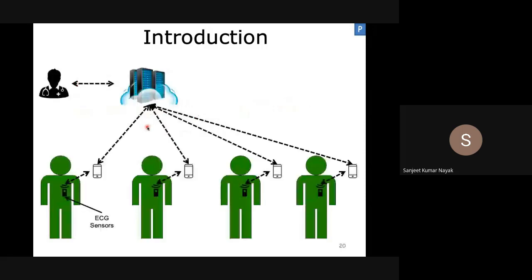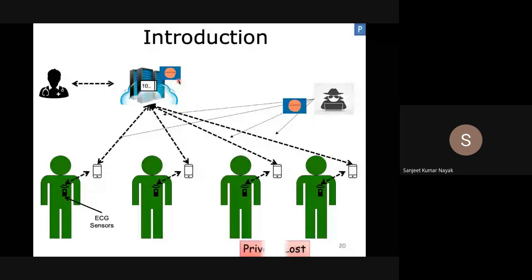So what we are seeing here in this example is, there are different patients, and patients have some ECG sensors implemented inside their body, and this data that is getting transferred from the patient to the cloud, if somebody is viewing this data, it leads to disclosure of information. So any attacker or the cloud service provider can see the data, and through this the privacy will get lost. Whenever privacy is getting lost, then anybody can use that information.